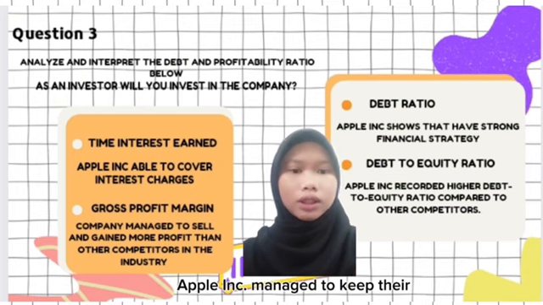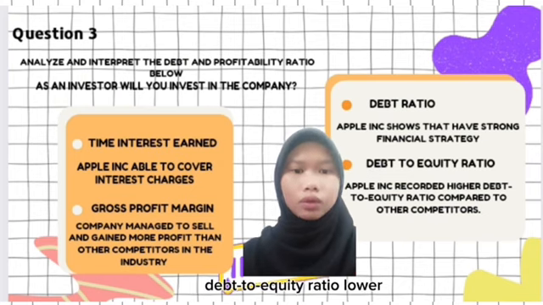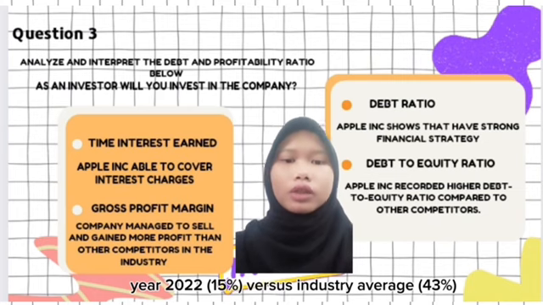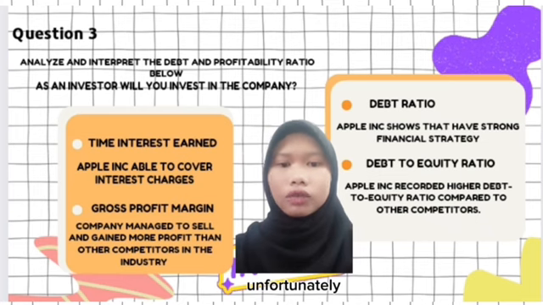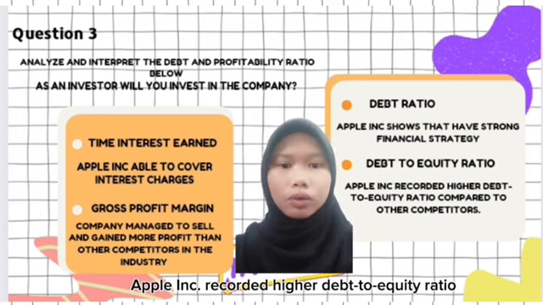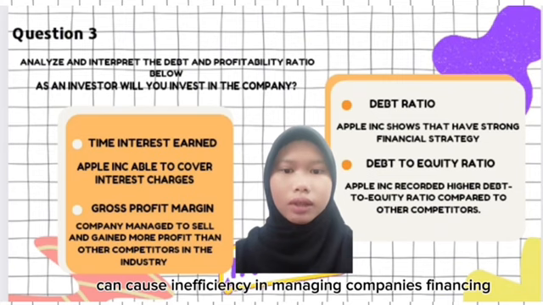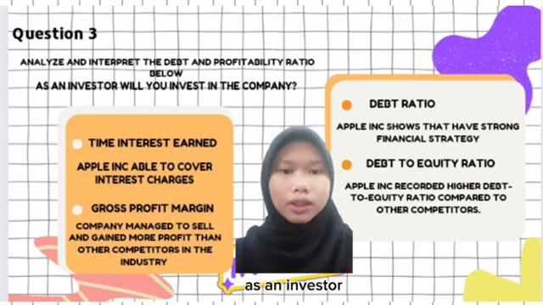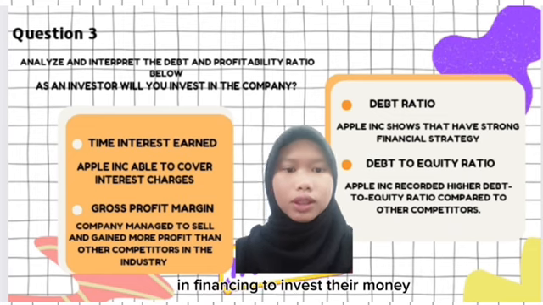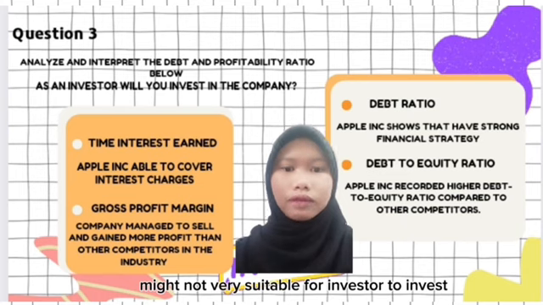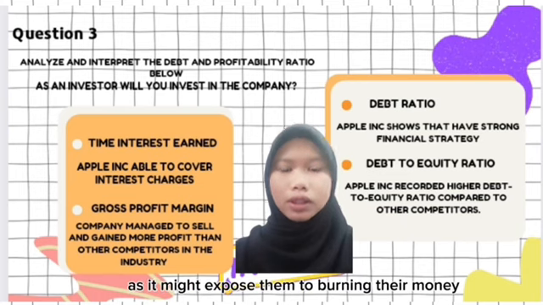However, does Apple Inc. manage to keep their debt-to-equity ratio lower than the industry average? Year 2022, 15% versus industry average 43%. Unfortunately, Apple Inc. recorded a higher debt-to-equity ratio compared to other competitors. The excess of 12% in borrowing can cause inefficiency in managing the company's financing. As an investor, surely look into higher equity usage in financing to invest their money. Thus, Apple Inc. might not be very suitable for investors to invest in as it might expose them to burning their money.